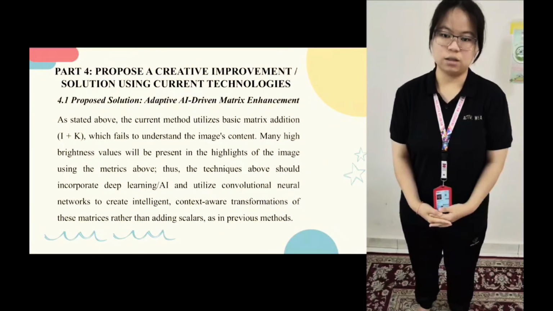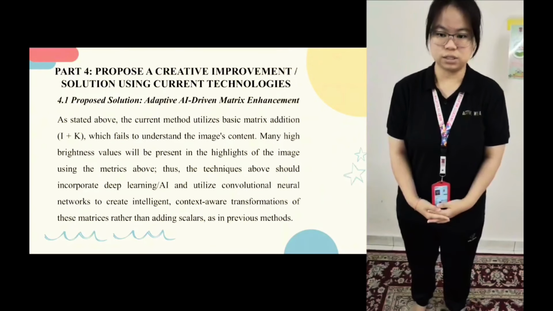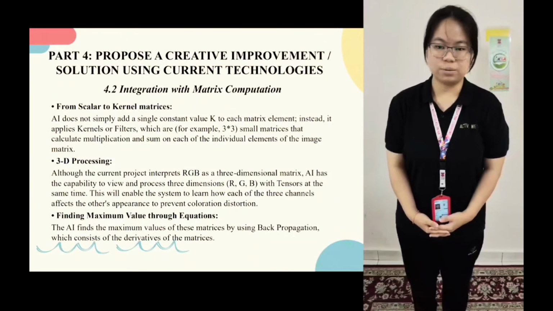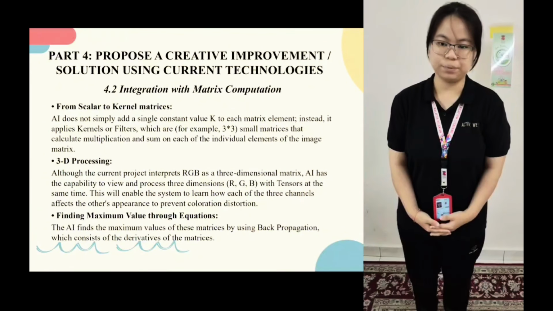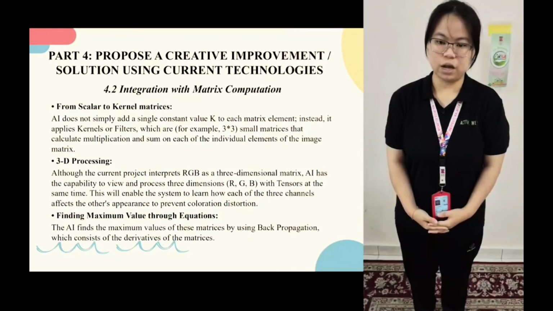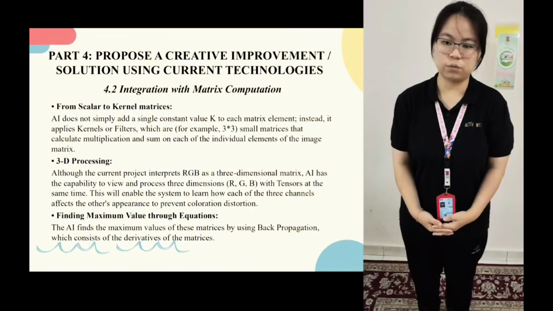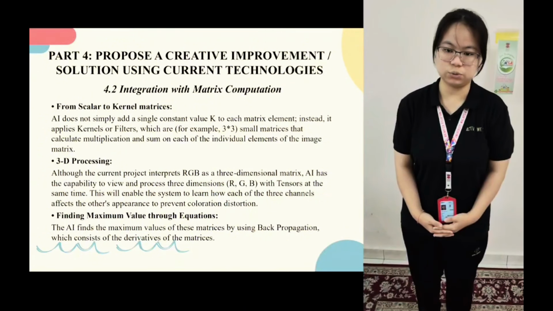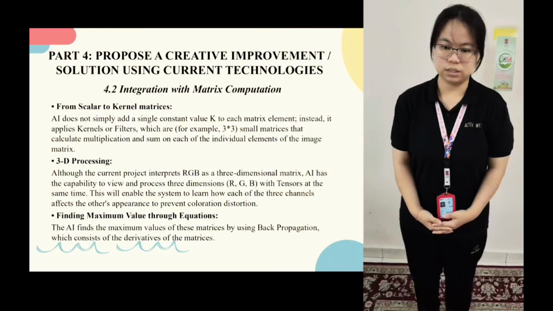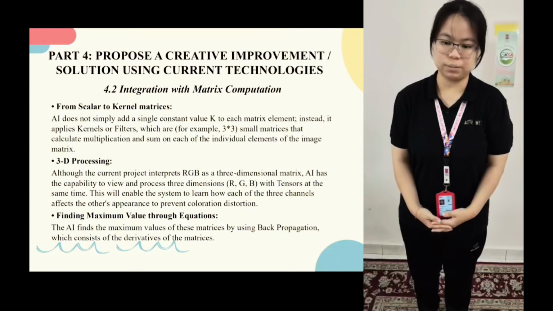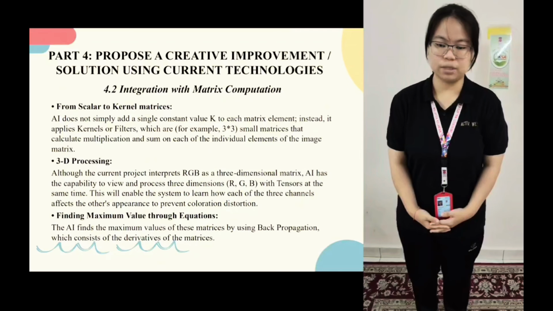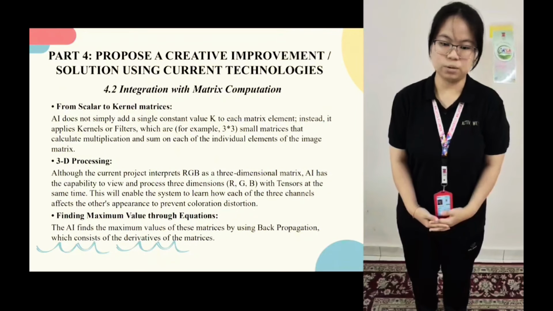Instead of just editing a number, we are introducing an intelligent system that understands the image contents before making any adjustment. Technically, we are upgrading the math in part 2. Instead of the simple I plus k formula, in our new solution we transition to kernel convolution and tensor processing. We use a 3 by 3 matrix or kernel to scan the image. That allows the system to perform weighted calculation rather than simple addition. By using neural network tensors, we are processing RGB channels simultaneously, ensuring the mathematical relationship between the pixels remains intact.